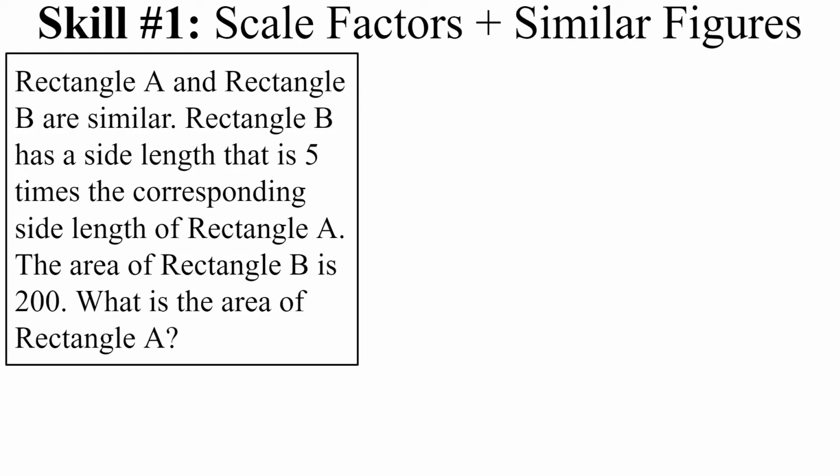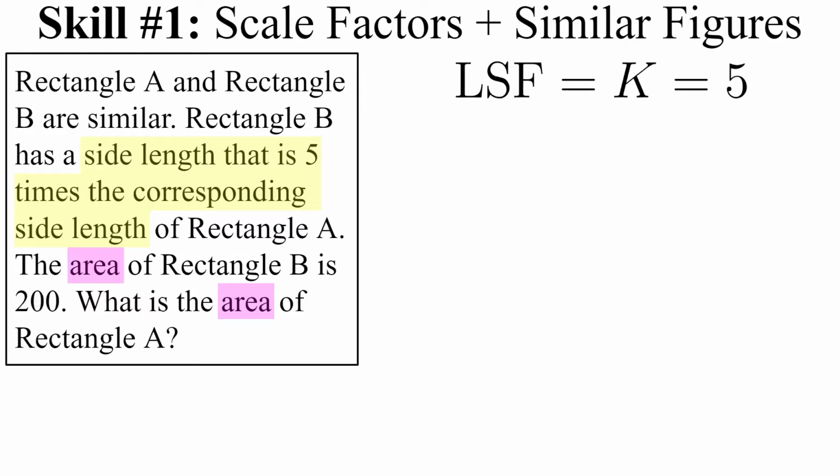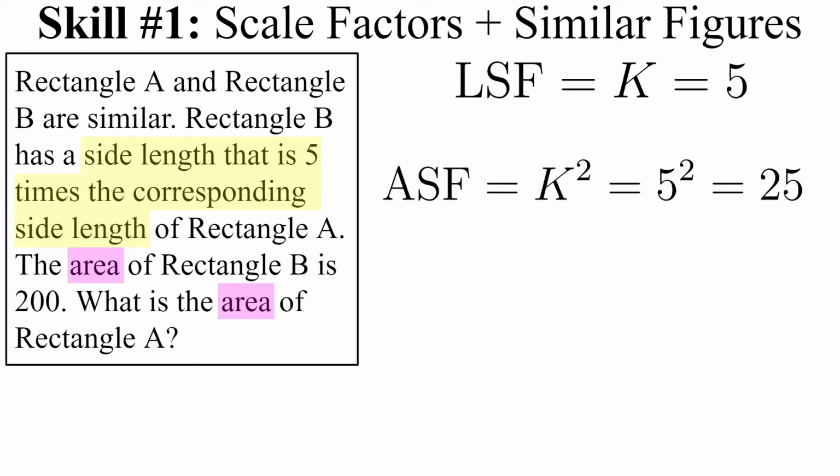Okay, so take a look at this problem. First thing I notice is that they tell me they are similar, so that means I can use this concept. It says that rectangle B has a side length that is 5 times the corresponding side length of rectangle A. Okay, that is telling me the length scale factor, which we call capital K, which is 5. Now I notice the question is asking about area. So I'm going to compute the area scale factor, which is K squared. So for this one, we do 5 squared, which is 25. So the area scale factor is 25.